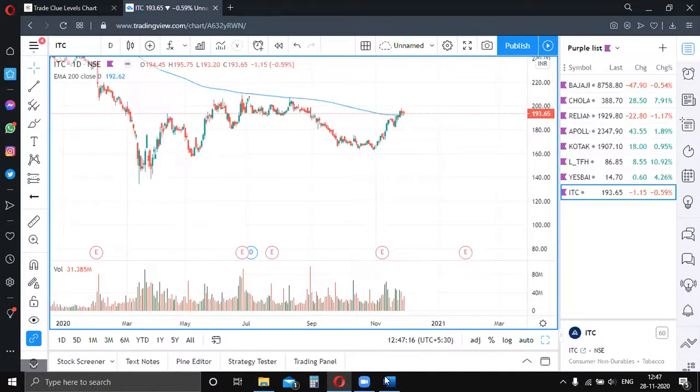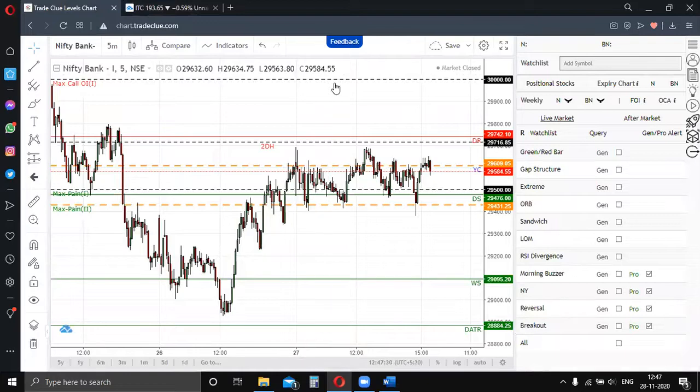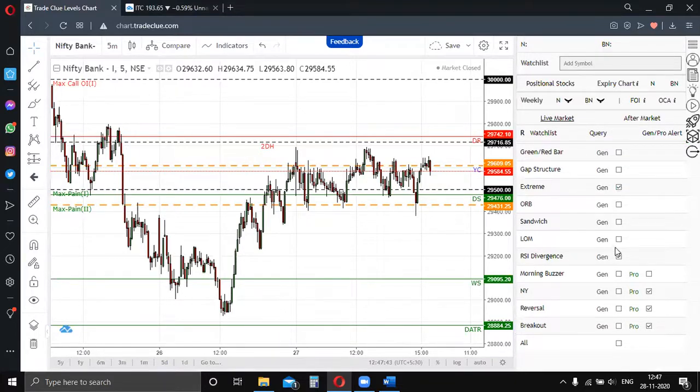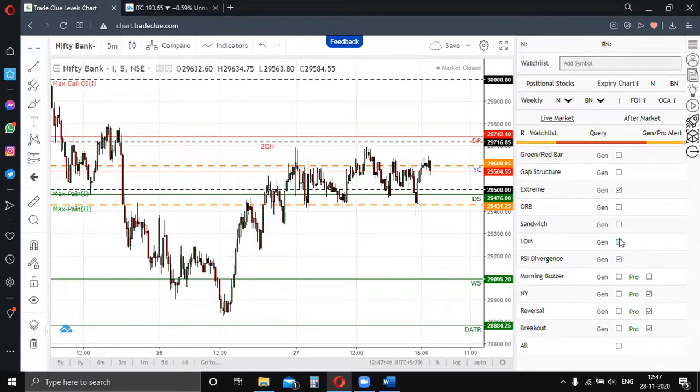So Nimesh is asking, if I want to go after reversal trades, what query can I use from TradeClue. You can generally use the reversal trade queries. If there's a divergence, see here, if you go in query, you need to click on divergence. You need to click on extreme. Where the extreme move happened, the stock is in divergence, there should be LOM, that is loss in momentum. If you see these three structures on any particular stock in the live market, chances are very good that the rally is exhausted.